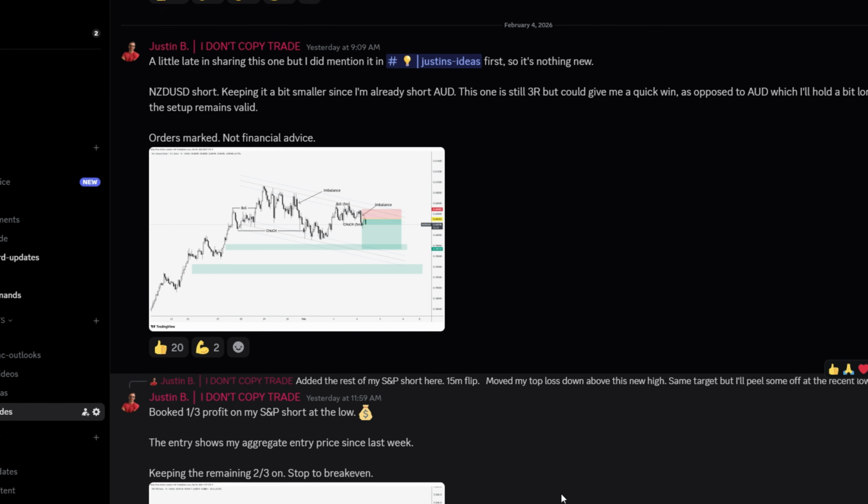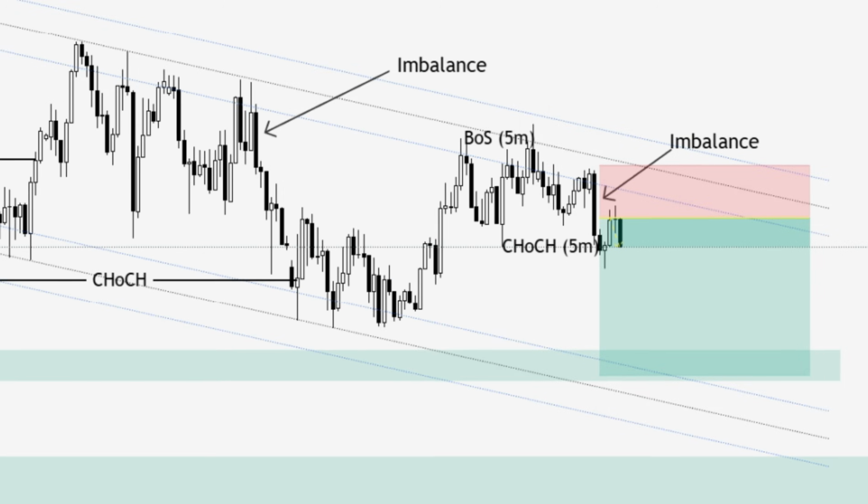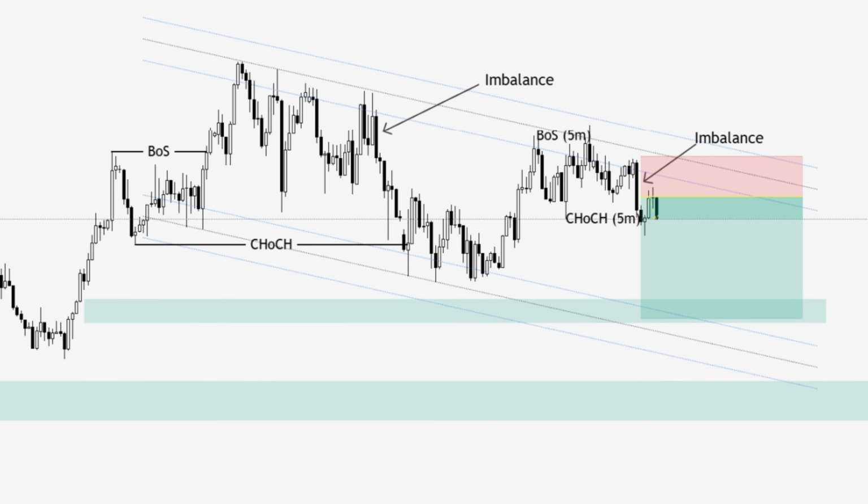In this video, I'm sharing my exact SMC model that allowed me to profit on a short setup this week on the New Zealand dollar, where my reward was 3 times my risk. And yes, this was also shared in real time with VIP members in Discord. So this is not some hindsight BS. This is a real-time trade.